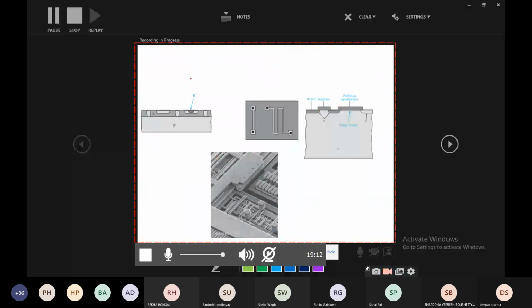Next comes integration of other circuit elements. This is the last topic. So first we will take integration of diode. Now, what do you mean by integration of other circuit elements? What do you mean by integration? Bringing together. Are you following?